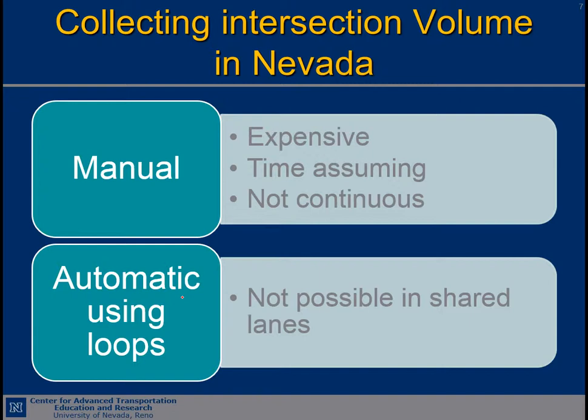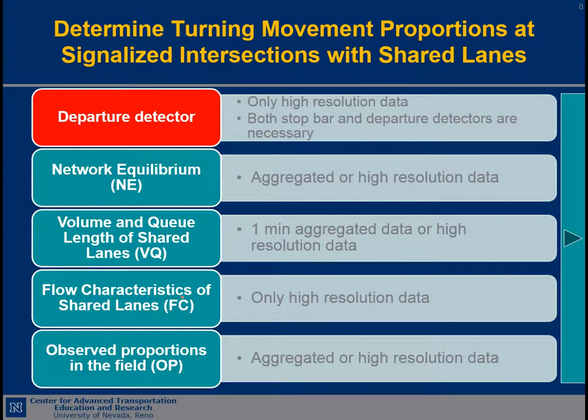So in summary, we can obtain turning movement volumes either manually, which is expensive, time consuming and not continuous, or automatically using loops, which is not possible in shared lanes. Based on this, we propose these methods. The first one is using departure detectors. As I said, it is not possible because we don't have these kinds of detectors in many states.